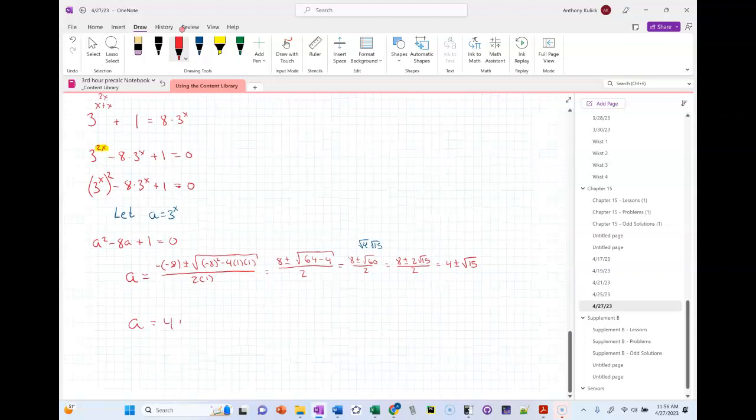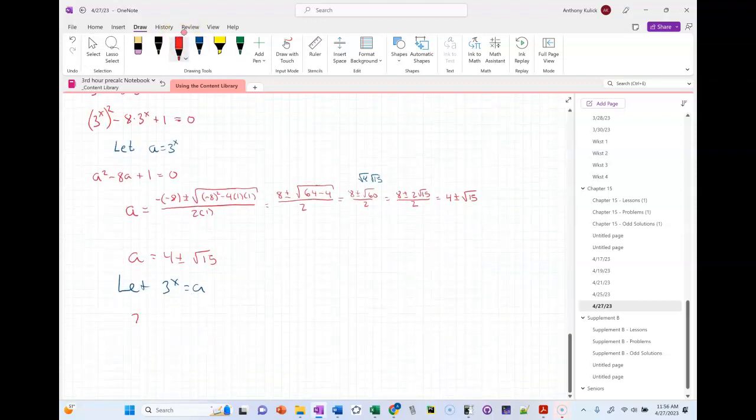So we have a solution for a, correct? But a is not what we're trying to solve for. a is really 3 to the x. So let's go ahead and put that back now. So I'm going to write this as 2 separate equations. What do I need to do to get rid of that exponent base of 3? Log base 3 of both sides. Excellent.